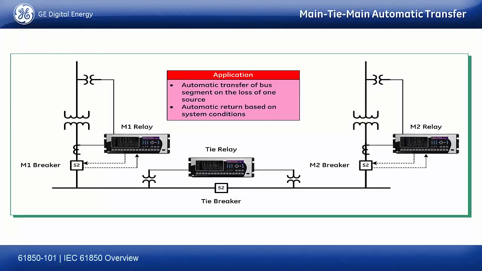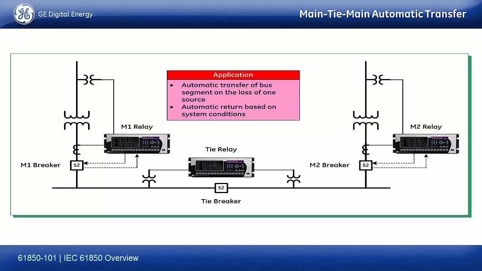Main-tie-main automatic transfer schemes, right? So once again, another good protection, or actually an automation application normally from the industrial world, where we have two sources feeding buses with one of these three breakers normally open, right? And if I lose one of the incoming main sources, I'm going to transfer everything off that one bus section onto the other source. Normally the two incoming mains are closed and the tie is normally open. So I open the main and close the tie, right? And there's all these requirements in terms of, if I lose the source, can I actually transfer to the other source and send those status and control commands back and forth?